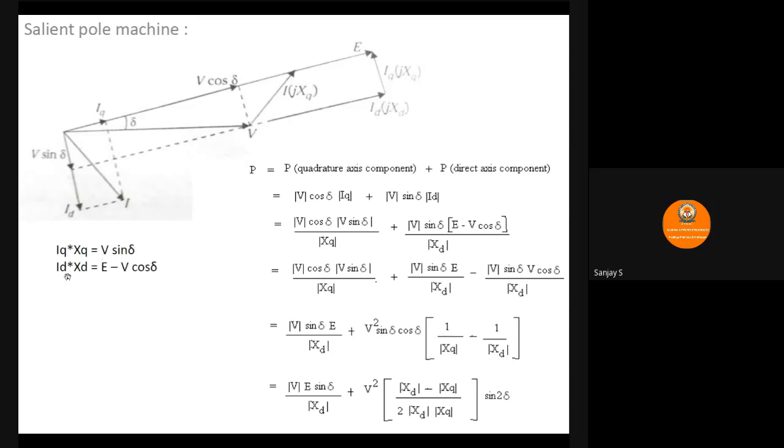Similarly, ID XD is nothing but E minus V cos delta from the vector diagram. From there, I can substitute for ID. So this is what we have done in the second step. In place of ID and IQ, I have expressed in terms of delta. And finally, after simplification, in the last step, I'm getting V sin delta by XD plus V square into XD minus XQ by twice XD XQ into sin 2 delta.